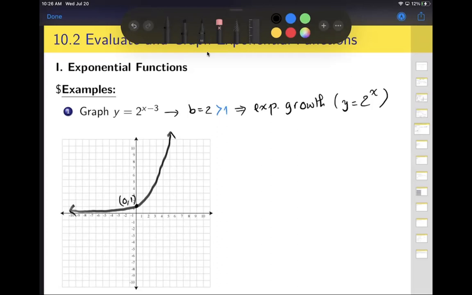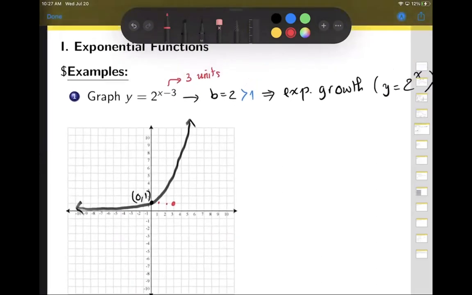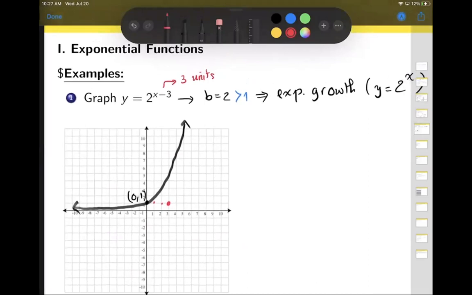Unlike the vertical shift, which is pretty straightforward, right? You shift up if you're adding, you shift down if you're subtracting. So here you're going to shift to the right 3 units. So you do not start from the origin. You start from 0, 1. That's what I said, 0, 1 is a very important point. You go 3 units over, 1, 2, 3, right there. And then copy and paste. Again, this graph has a horizontal asymptote of y equals 0, because there's nothing added to it, right?